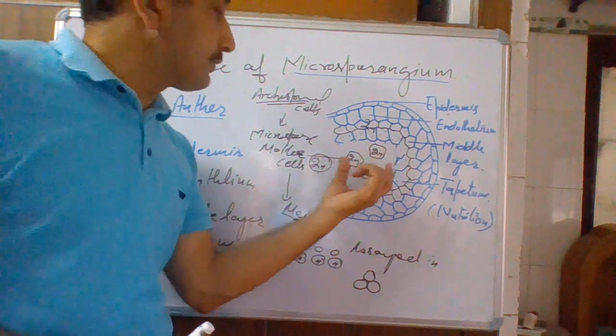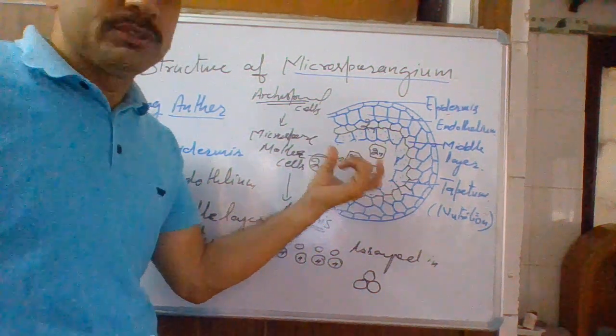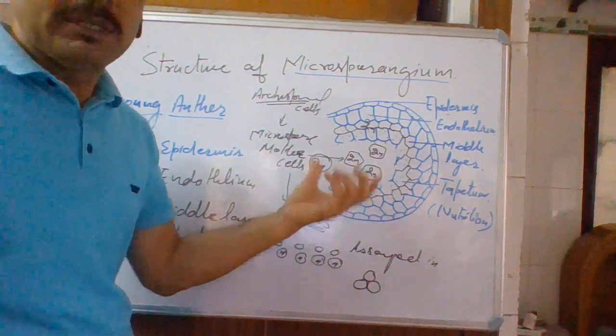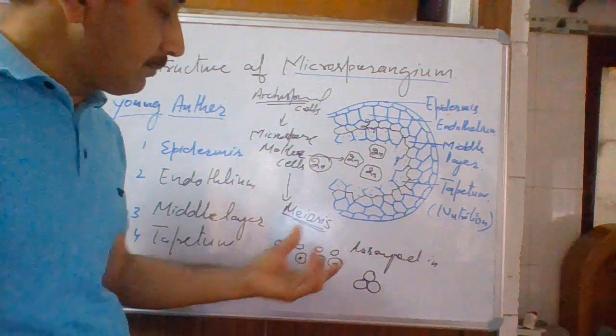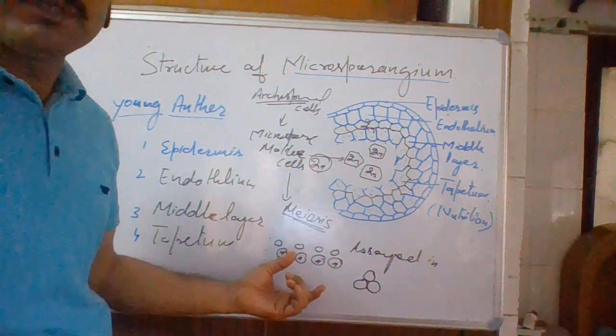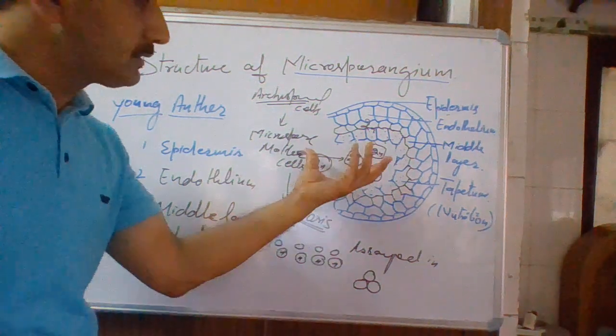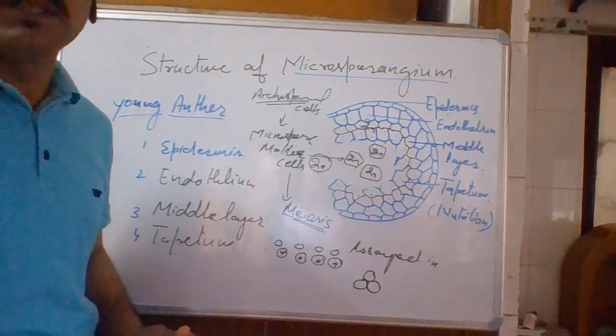And some of the archesporial cells, कुछ एक आर्किस्पोरियल सेल्स जो होंगे, they are absorbed. हम ऐसा बोल सकते हैं कि वो खा लिए जाते हैं by the developing microspore cells. जो माइक्रोस्पोर, जो पोलन ग्रेन डेवलप हो रहे हैं, वो उनको खा लेंगे. इसके कारण भी यहाँ पर गैप क्रिएट हो जाता है.